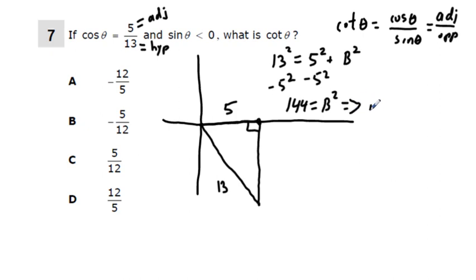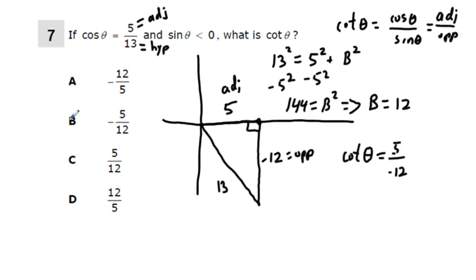And we're going to go down here. We know it has to be negative 12. And so our adjacent is 5, our opposite is 12. So we get cotangent theta equals 5 over negative 12, which really simplifies to answer choice B. Yeah, this one was one of the tougher type problems. Just kind of look out for the relationships and you should be okay on this.